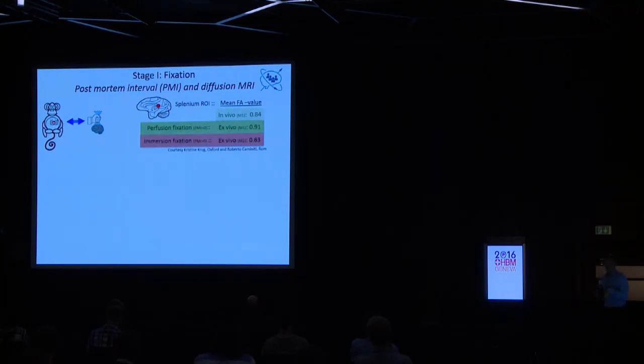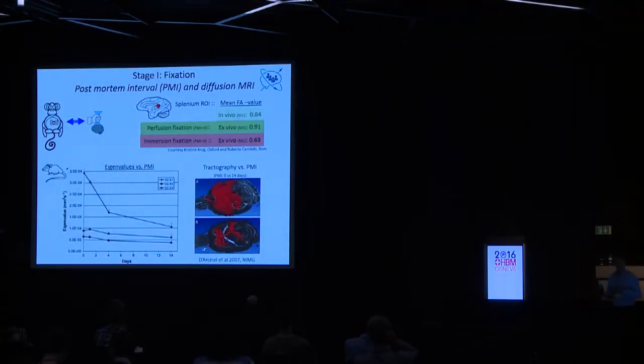If we now take another brain and do the same kind of analysis, we can see that if you use immersion fixation, it takes time for the tissue to be fixated, and in the same region you risk having a lowered FA value, indicating that the microstructural features are not as nice as in vivo. Just as a comment on why the ex vivo is higher, it's simply because we have a higher image resolution here compared to in vivo, so we have a minimal risk of partial volume effects from, for example, the surrounding CSF.